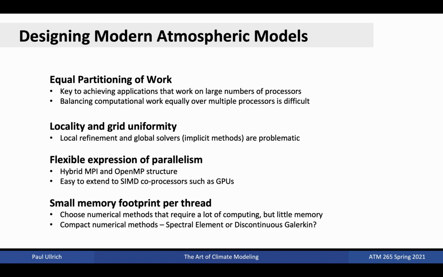Further, we need to avoid global solvers or implicit methods, which require messages to be sent from essentially every processor to every other processor. Third, we need flexible expressions of parallelism that enable model codes to work regardless of the underlying programming model. We want codes that work well with messages, threads, or under SIMD architectures such as we'd find on a GPU. Finally, we want a small memory footprint per thread, meaning that we need to choose numerical methods that require more computation for each memory access. This immediately points to high-order but compact numerical schemes such as finite element methods.